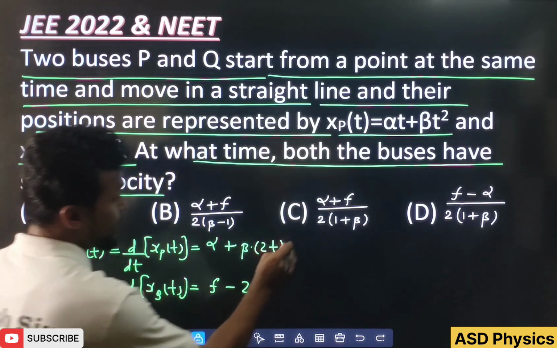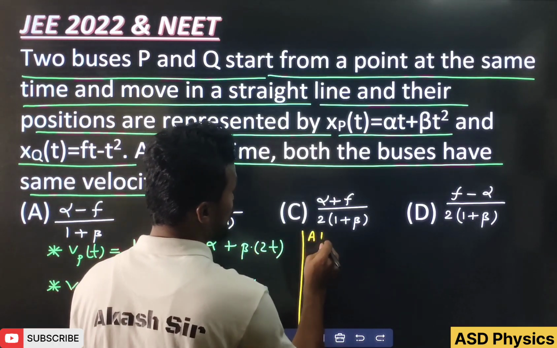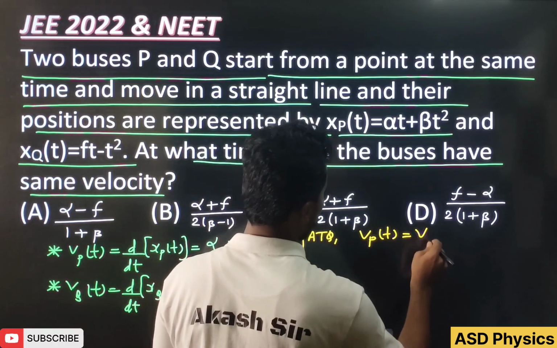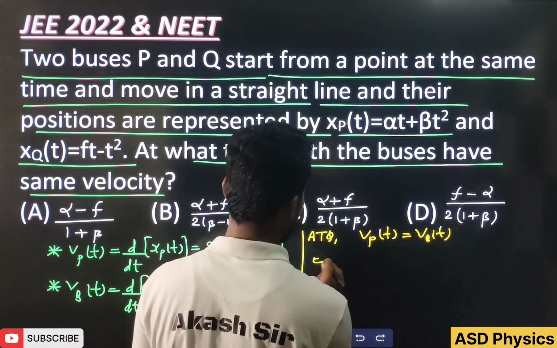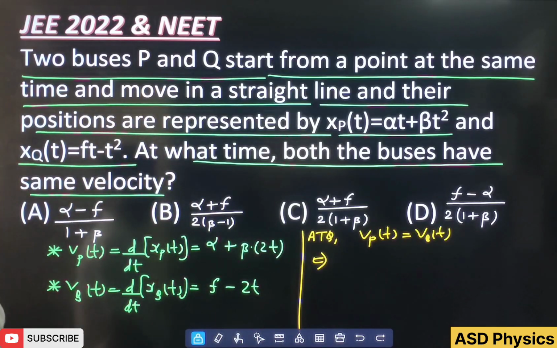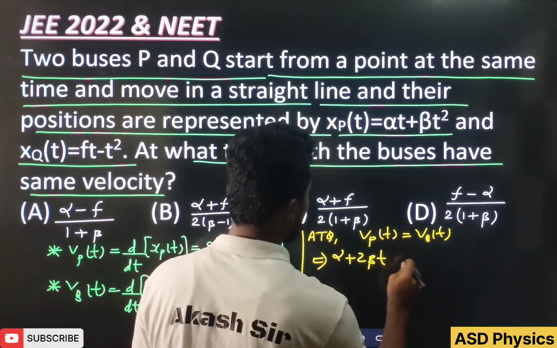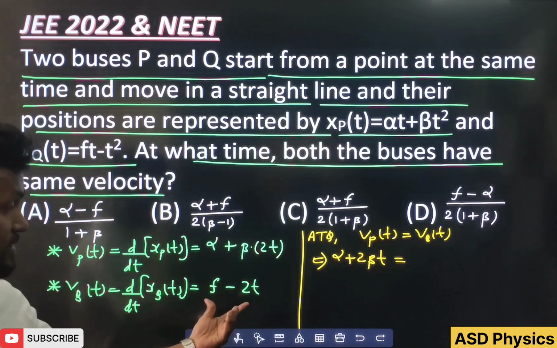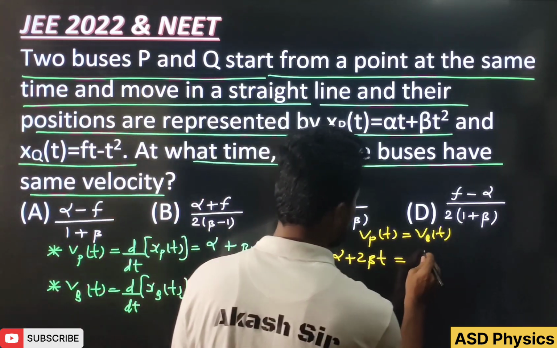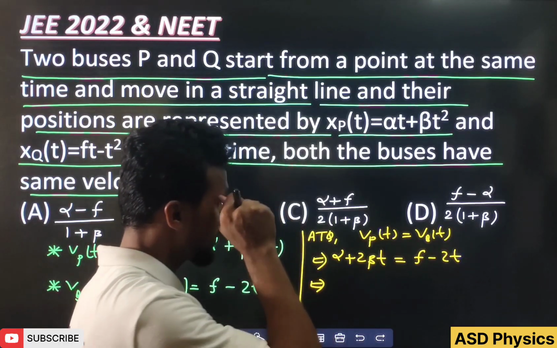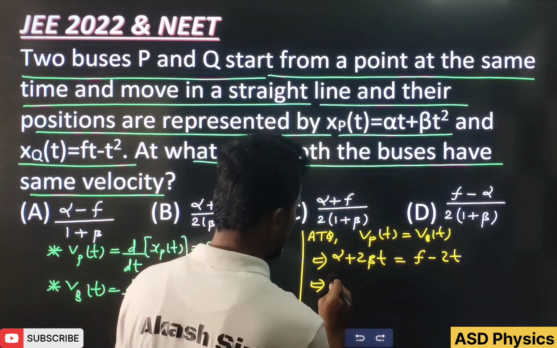Now, according to the question, the velocity of bus P and the velocity of bus Q are both equal. So we can write alpha plus 2 beta t is equal to f minus 2t. Now we will simplify this: I will take the 2t to this side.